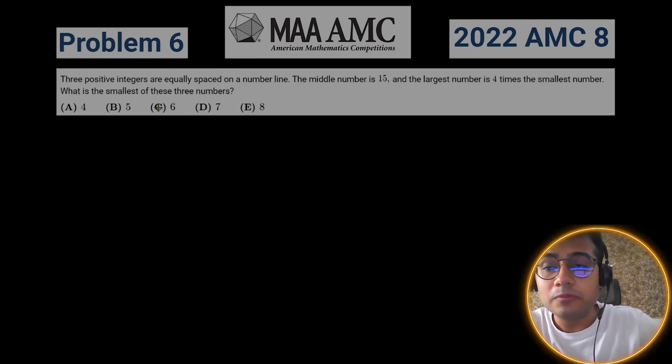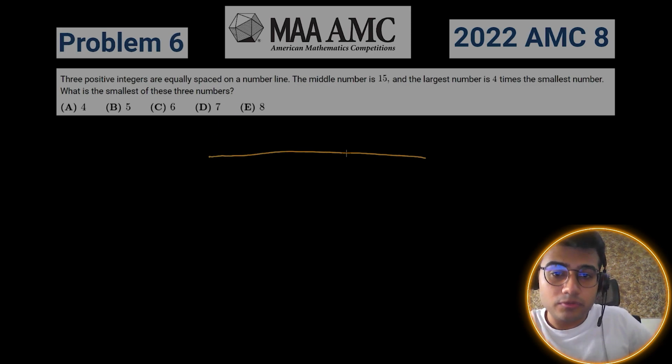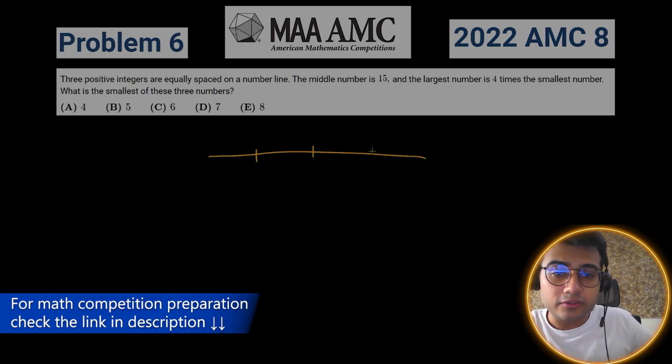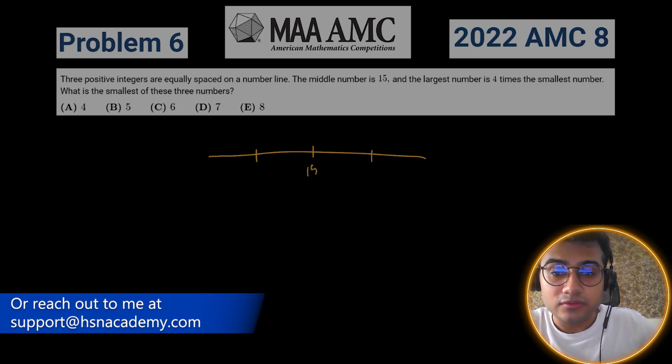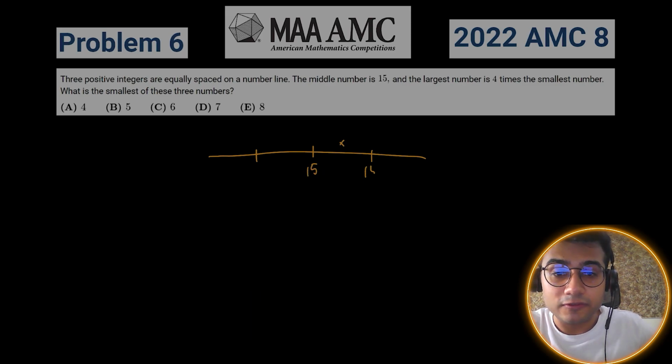Okay, so in this problem, they're saying there are three positive integers equally spaced on a number line. So we draw a number line. They are equally spaced. That means this distance and this distance are equal. And the middle number is 15, so that's good. That means if this distance is x, we can say this is 15 plus x, and this is 15 minus x, right? If these two distances are the same.